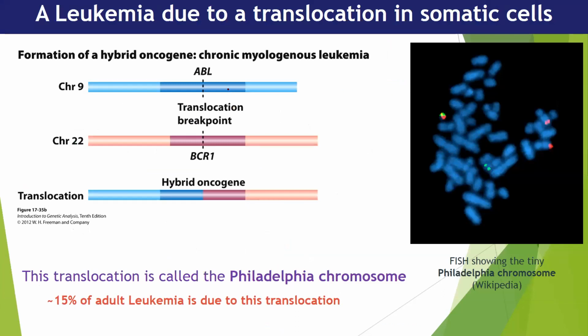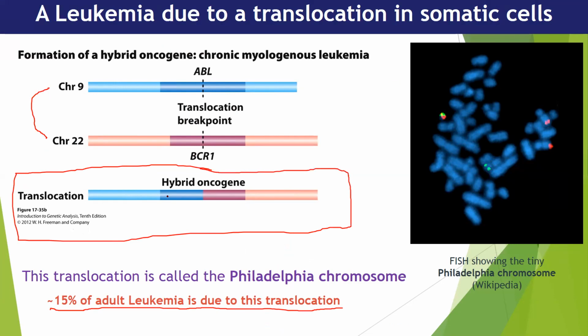Okay, so this is another example in humans. The adult leukemia. Actually, 15% of adult leukemia is due to chromosome translocation. This involves 2 chromosomes, chromosome number 9 and chromosome 22. So if the translocation between 9 and 22 occurs like this, this will form a hybrid oncogene like this, right?